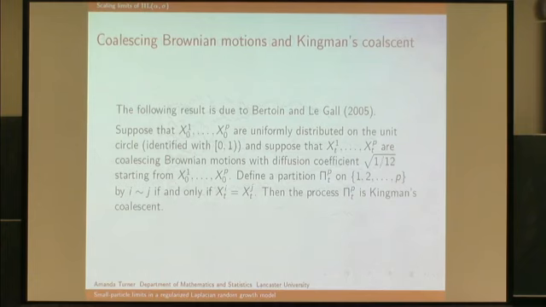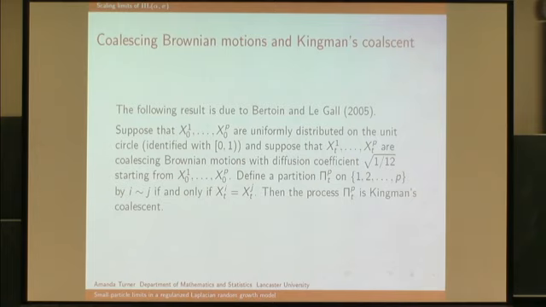So for this, we use this very beautiful result of Bertoin and Le Gall, which relates the Brownian web or coalescing Brownian motions to Kingman's coalescent. So what it says is, if we just take p uniform points on the unit circle, and we start coalescing Brownian motions from each of those points with a particular diffusion coefficient. Again, that's just chosen to make the rates work out.